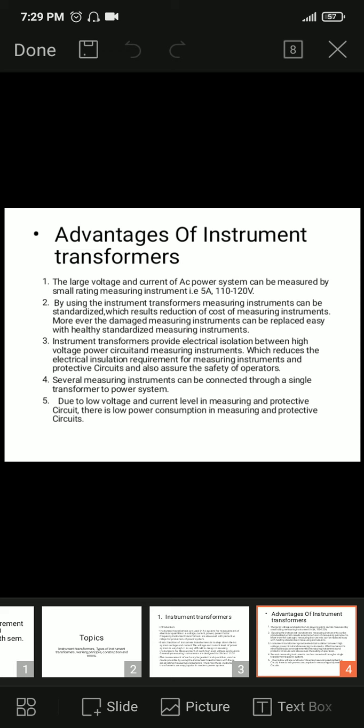Number 3, instrument transformers provide electrical isolation between the high voltage power circuit and measuring instruments, which reduces the electrical insulation requirement for measuring instruments and protective circuits and also assures the safety of operators. Number 4, several measuring instruments can be connected through a single transformer to a power system. And number 5, due to low voltage and current level in measuring and protective circuits, there is low power consumption in measuring and protective circuits.